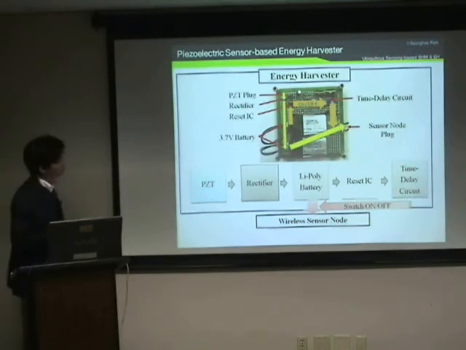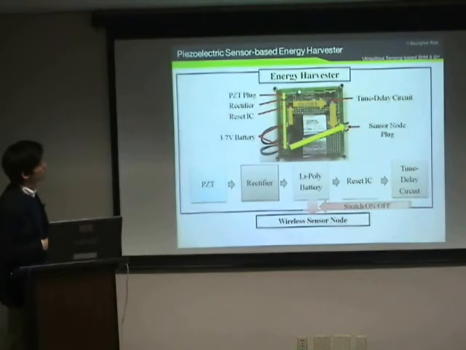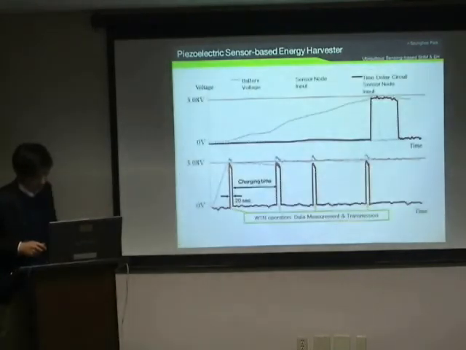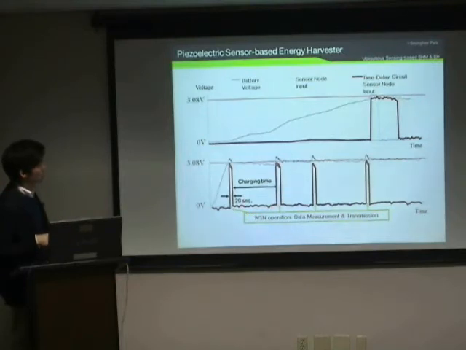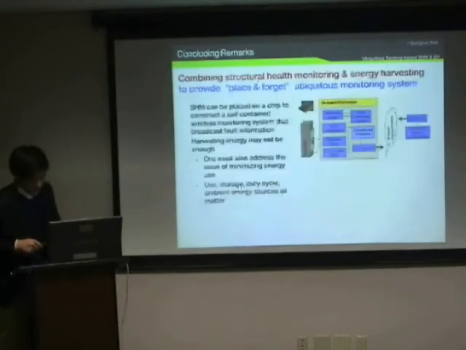Okay. It consists of PGT plug, rectifier, reset IC, 3.7 voltage battery, time delay circuit, and sensor node plug. Actually, the time delay circuit has a very important function. We can see here WSN, wireless sensor node operation, for data measurement and transmission. So we can monitor the power required for the sensor node in real time, as you can see here.